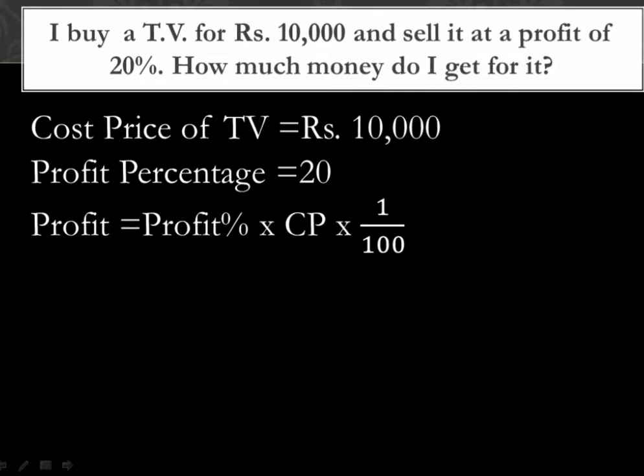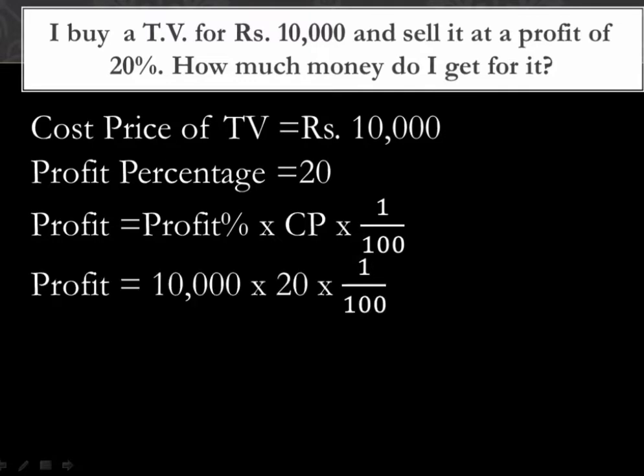Now we can use the formula profit equals to profit percentage multiplied by CP multiplied with 1 upon 100. So from that we can calculate the profit. So our profit will be 10,000 multiplied with 20 multiplied with 1 by 100. Now 0 cancels out with 0 and profit I will get 2,000 rupees. So here the profit is 2,000.